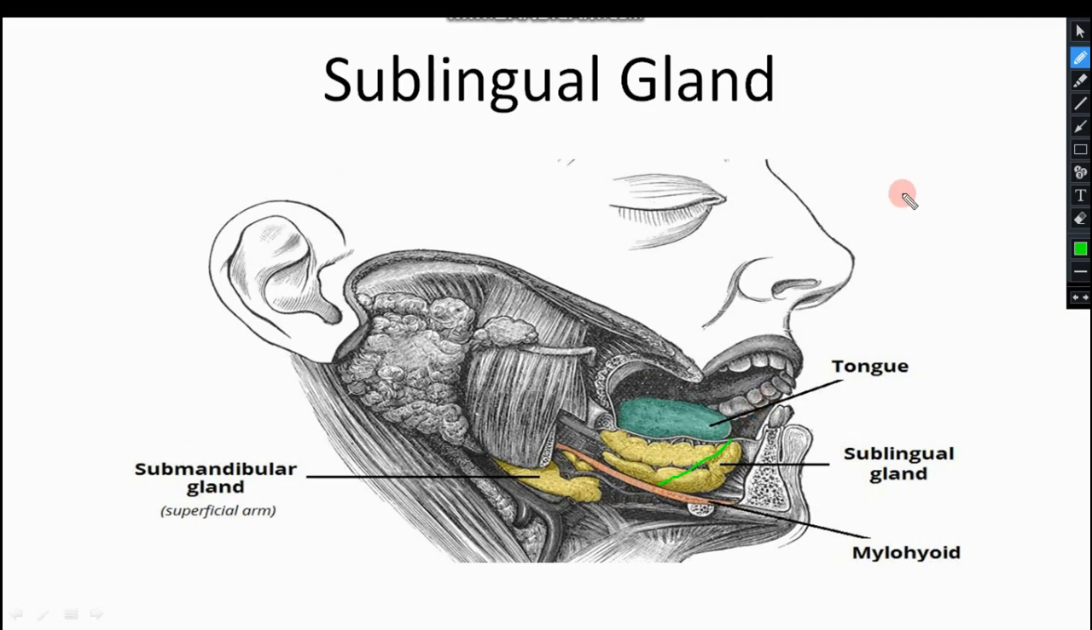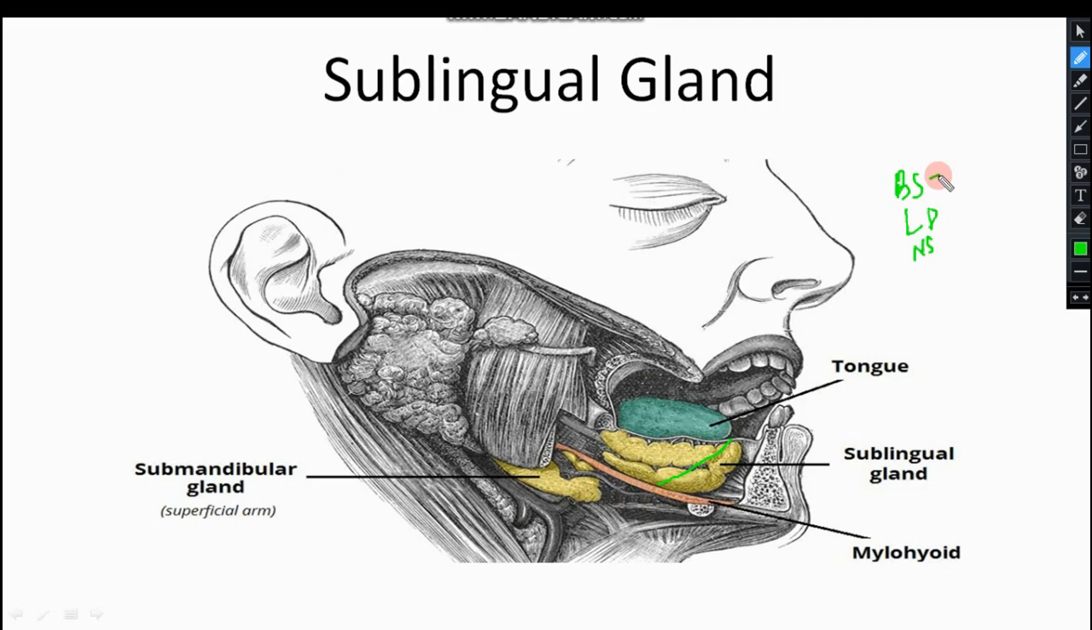So now we will talk about its blood supply, then its lymphatic drainage and nerve supply. The blood supply is by the sublingual and submental arteries, whereas the lymph will be drained into the submental and submandibular nodes, whereas the nerve supply is the same as that of the submandibular gland.